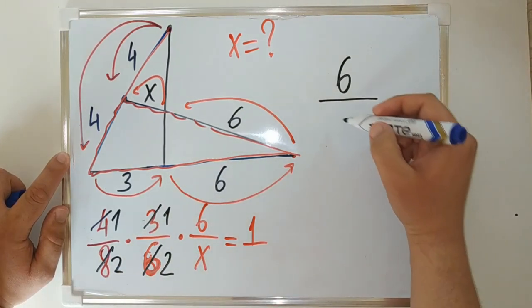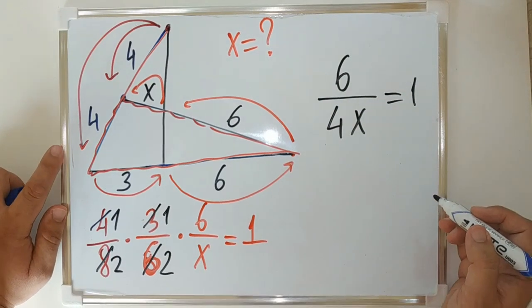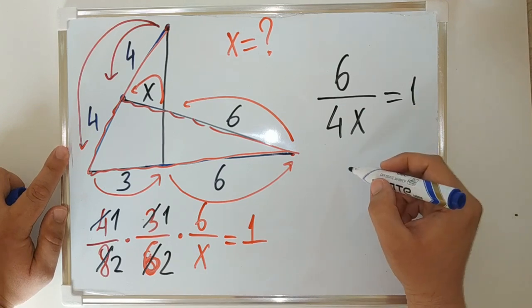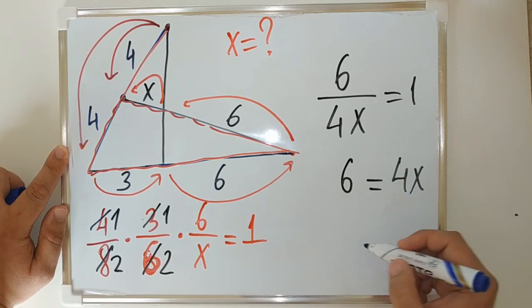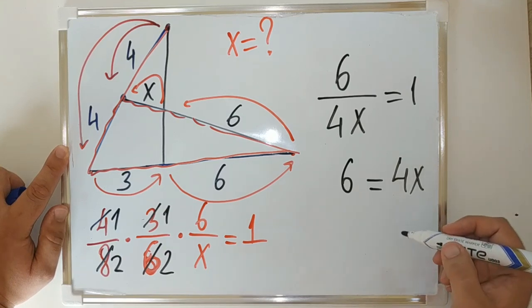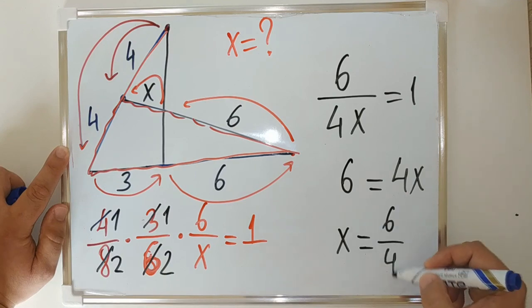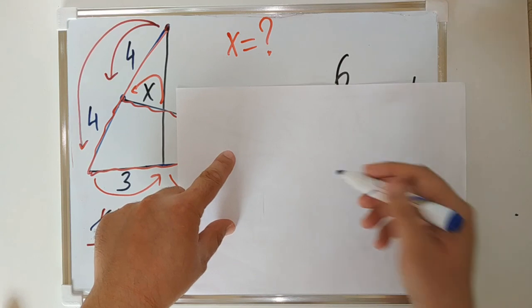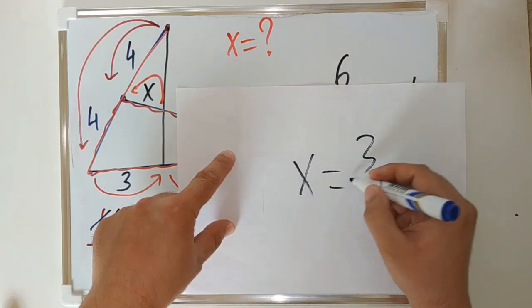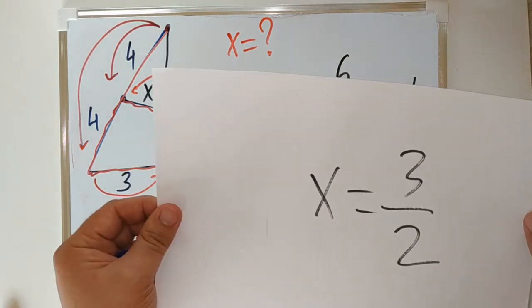2 times 2 is 4, so we have 6 over 4x is equal to 1. With cross multiplication, we get 6 is equal to 4x, and we divide both sides by 4. So x is equal to 6 over 4, and when we simplify, x is equal to 3 over 2.